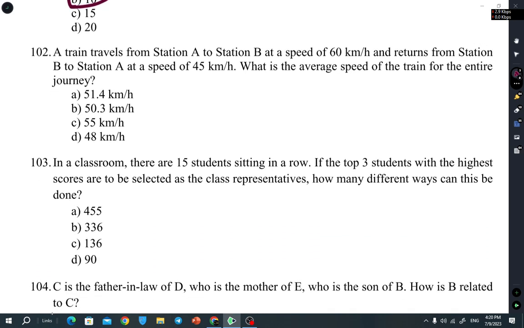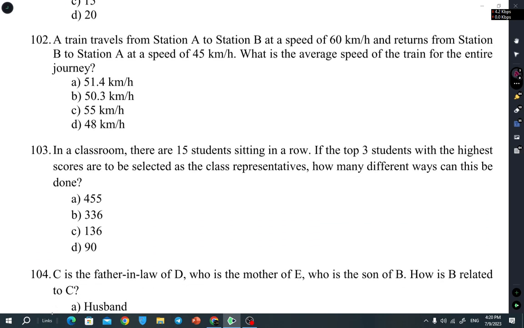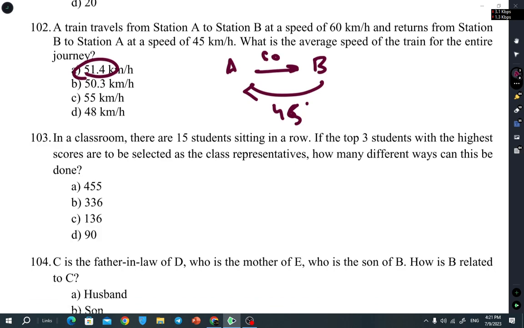A train travels from station A to station B at a speed of 60 km per hour and returns from station B to station A at a speed of 45 km per hour. What is the average speed of the train for the entire journey? Option A. 51.4 km per hour.